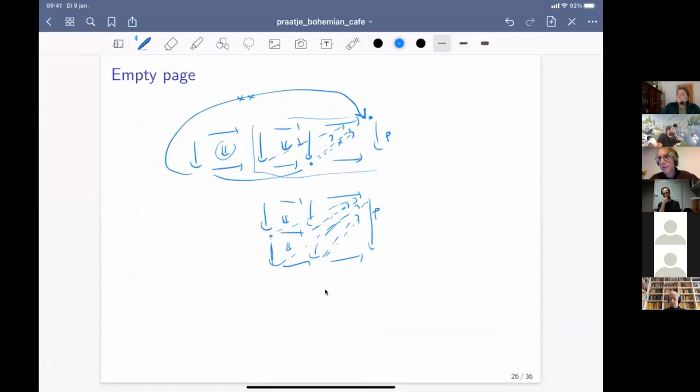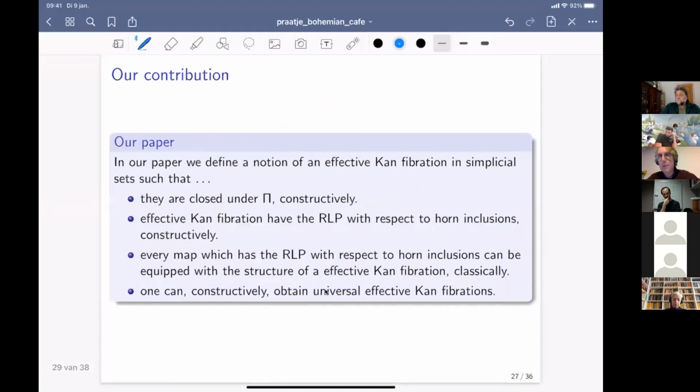these effective Kan fibrations. Let me just remind you what we've shown. We can construct pi types reflecting the locally Cartesian closed structure based on this definition. We can show that these effective Kan fibrations have the right lifting property with respect to horn inclusions. The converse is only true classically, and we can construct these universal effective Kan fibrations.